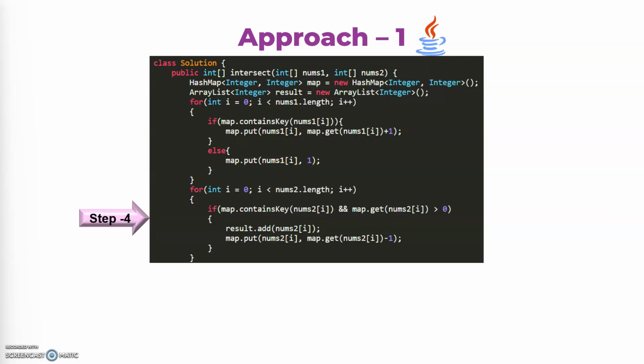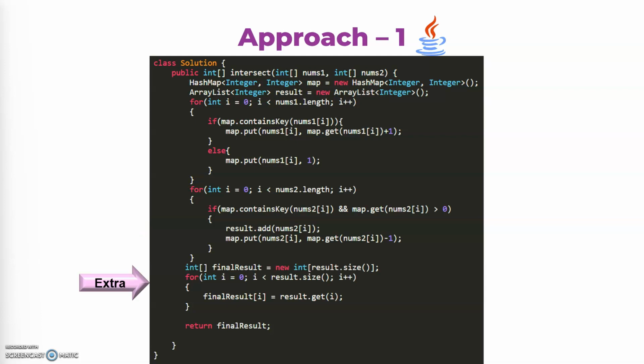This is the second last step. In this step, we are iterating through the elements in the nums2 array. There are two conditions that we check. First condition is that when we look up, this map needs to have this key, and also the corresponding value has to be greater than 0. If that is the case, we will add it, and then after that we will reduce the frequency.